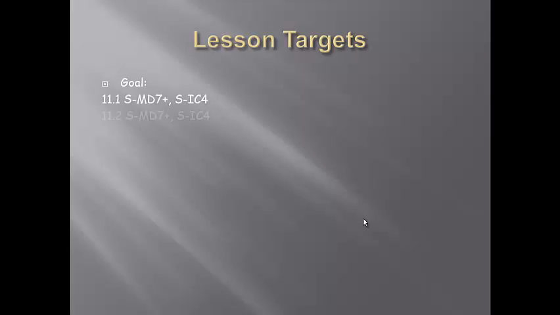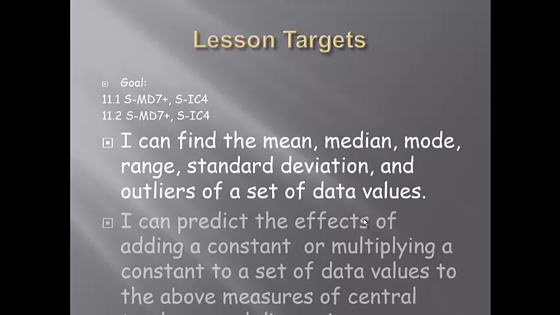And the lesson targets, as we had today: we learned how to find the mean, median, mode, range, and standard deviation. And we learned that if we add a constant to our data set values, that will change the mean, median, and mode, but it will not change the range and standard deviation. But if we multiply by a constant, it will change all the values in the list.